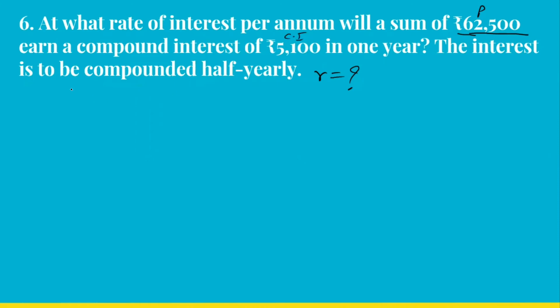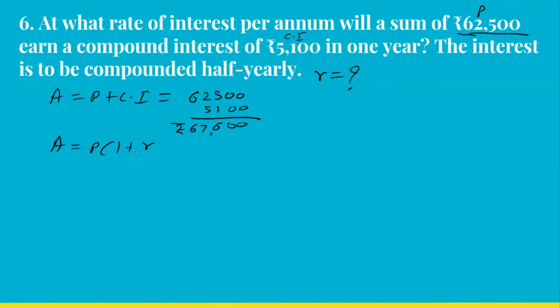So let us first find the amount. Amount is equal to principal plus compound interest. So which is 62,500 plus 5,100. So we get 5 plus 1, 6, 5 plus 2, 7. 67,600 is your amount, right? And then you are asked to find the rate of interest. So we now have the amount. Let us put the half yearly formula. So we have A is equal to P in bracket 1 plus R upon 200 raised to 2n.